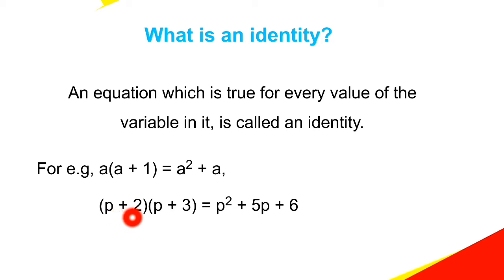Here we can see one more example. p plus 2 into p plus 3. So p multiplied by p can be written as p square. p into 3 can be written as 3p. 2 into p can be written as 2p. 3p plus 2p, what can we get? Right, 5p. 2 3s are 6. Now what we got in the equation? p square plus 5p plus 6.